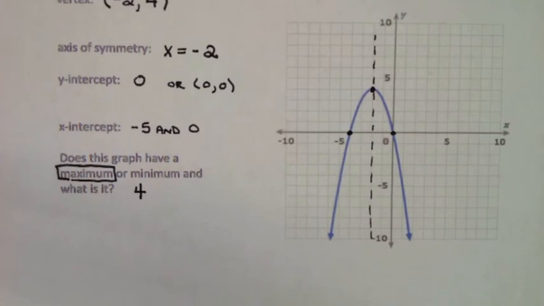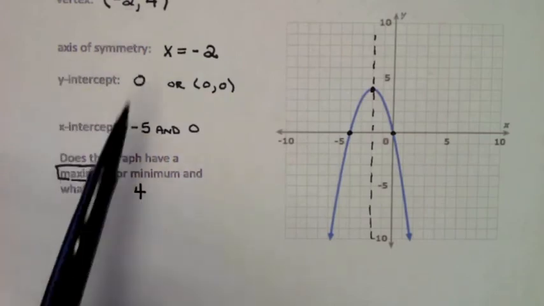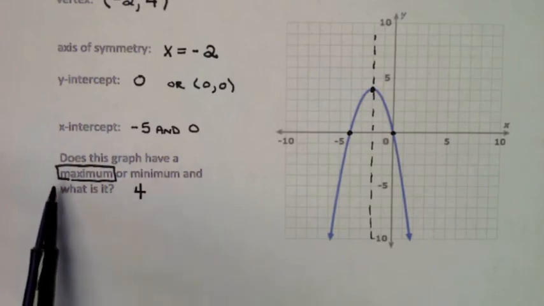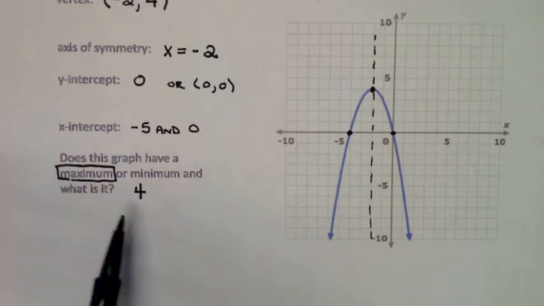These are the type of questions that they'll ask. They'll ask, what is the vertex? What is the axis of symmetry? They may ask what the y-intercept is. They may ask what the x-intercept is. They may ask if it has a maximum or minimum, and what that maximum or minimum is.